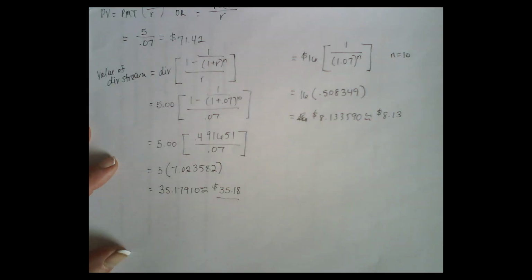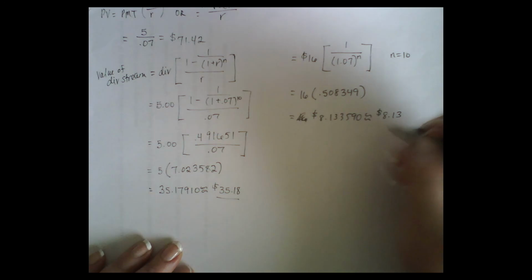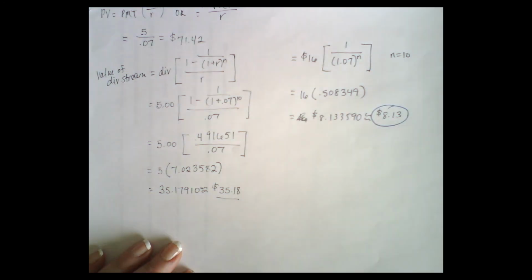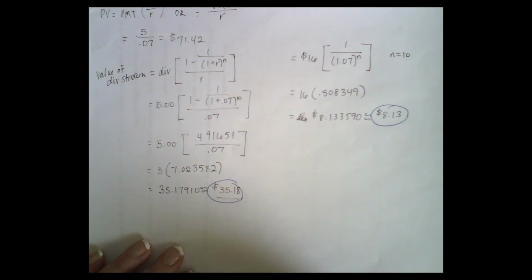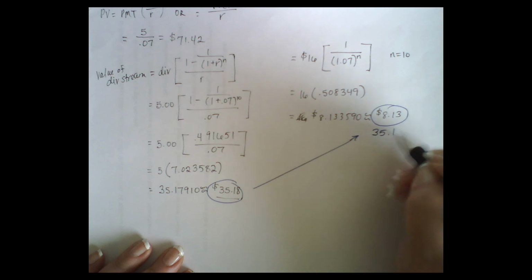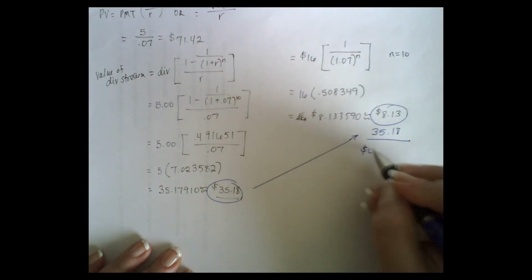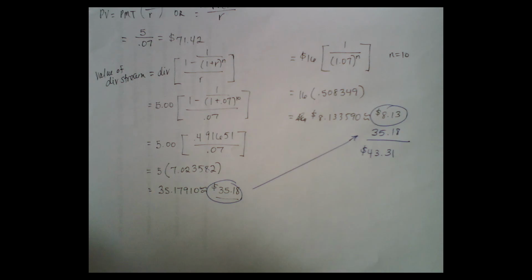we get $18.13, which is the present value of the future sales price, and we add that to the present value of the dividend stream. And the total of $43.31 is the total sales price of that stock.